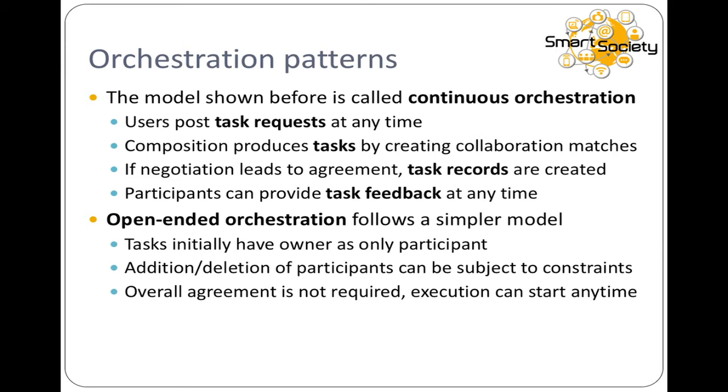In the model I have shown before in the video, what we have used is what's called continuous orchestration. In continuous orchestration, the users post task requests. Task composition produces tasks based on these task requests by creating matches that reflect possible collaborations between different peers interested in doing different things. If negotiation leads to an agreement, then these tasks generate task records, and from this point onward, the task can be executed. And also from this point onward, participants can provide task feedback.